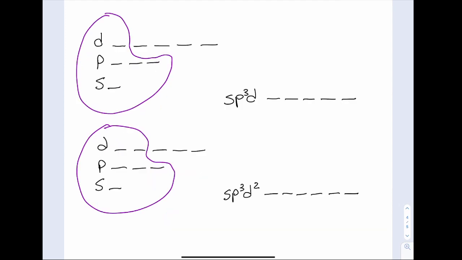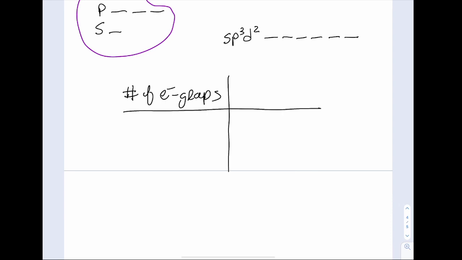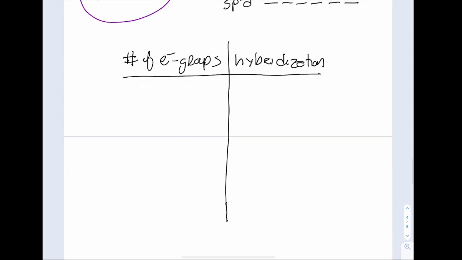I said I would make a summary table for us, so let's do that. So we're going to have our number of electron groups, and then our hybridization. Anytime I have 2 electron groups, it's going to be sp hybridized. If I have 3 electron groups, sp2, 4 electron groups, sp3.